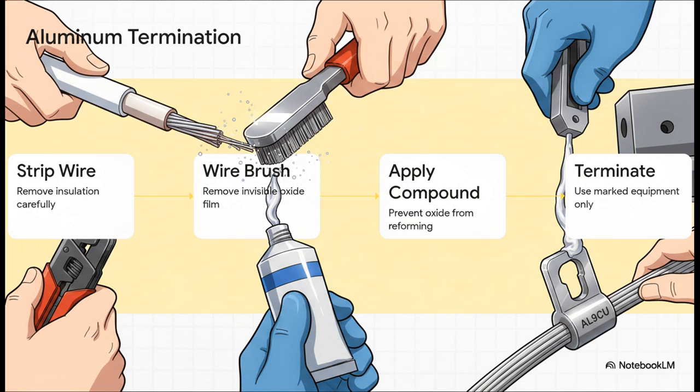Step 3. Immediately apply a joint compound that prevents the oxide from reforming, unless, of course, the equipment is specifically marked that you don't need it. And Step 4. Only terminate on equipment clearly marked for aluminum.